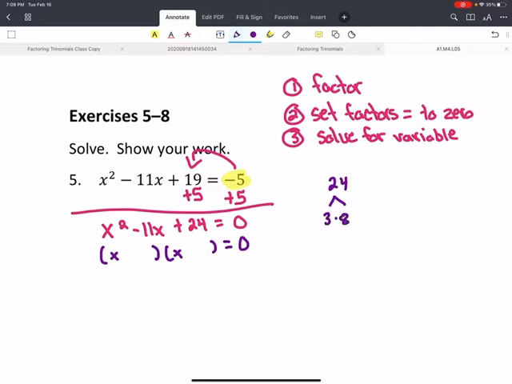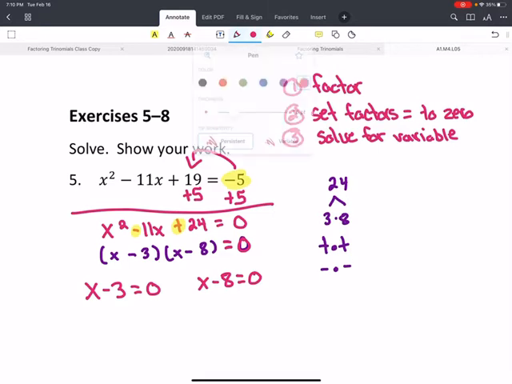And so I'm thinking 3 times 8. So I'm going to use 3 and 8. Now, I want them to multiply to give me a positive 24. So I'm either going to have to do positive times positive or negative times negative. And I see I want a negative 11 to be my answer in my middle term. So I'm going to use negative 3 and negative 8. Okay, then I take both of those factors, x minus 3, and I set x minus 3 equal to 0. And I set x minus 8 equal to 0 because the zero product property says if this equals 0, then one or both of those have to equal 0. And then I just solve.